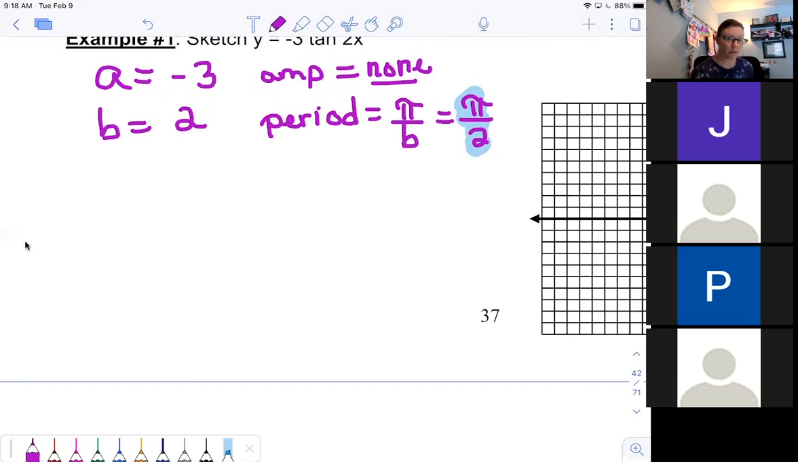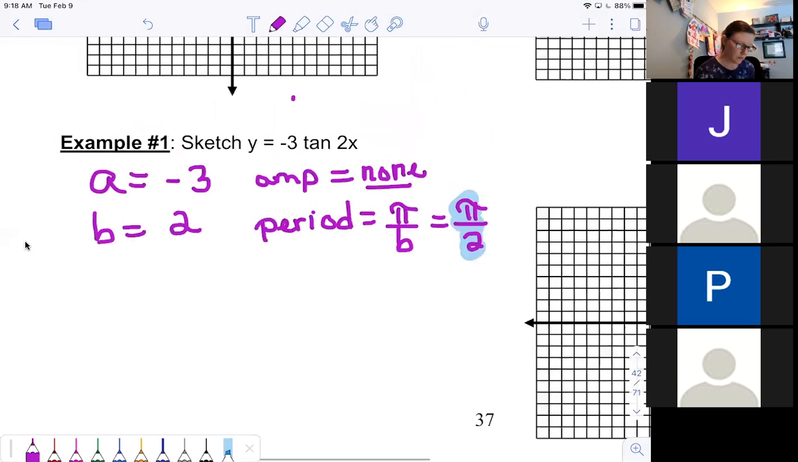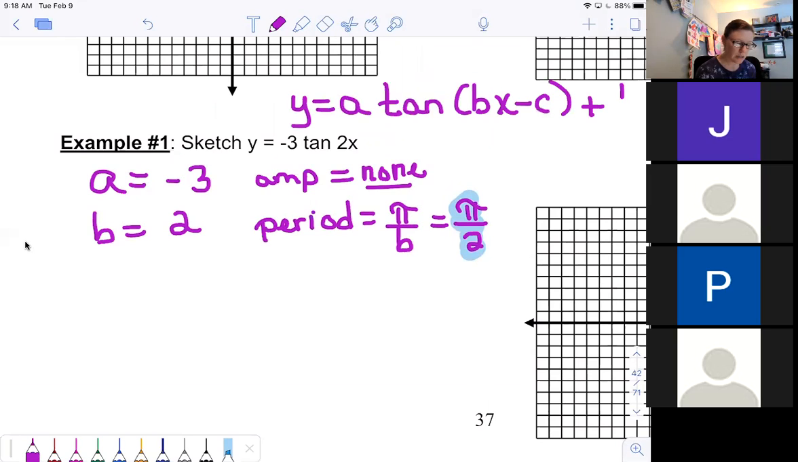The last thing that we're going to list here, there's not a c value. So a regular tangent graph would say y equals a tangent of bx minus c plus d. That's going to be what a tangent function should look like if it has all the letters that we've talked about.